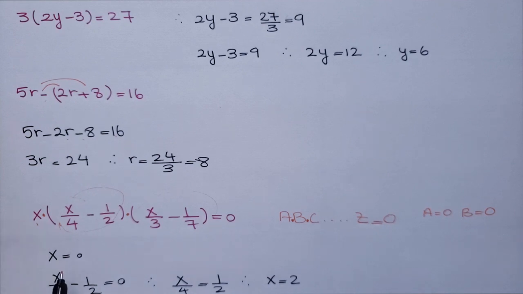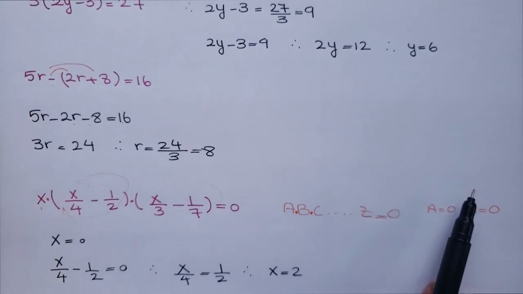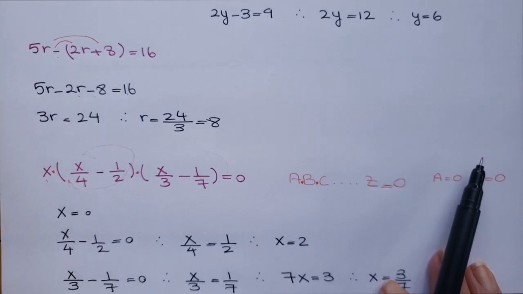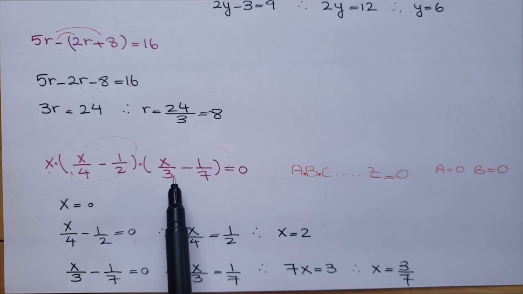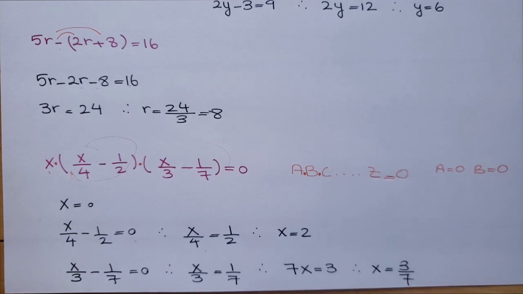So x could be 0. If the second bracket is 0, that means x divided by 4 minus 1 over 2 is 0. From here, the answer would be 2. Or ultimately, the third bracket could also be 0. So from here, I would say the x would be 3 over 7. And this specific equation has got 3 roots: 0, 2, 3 over 7.